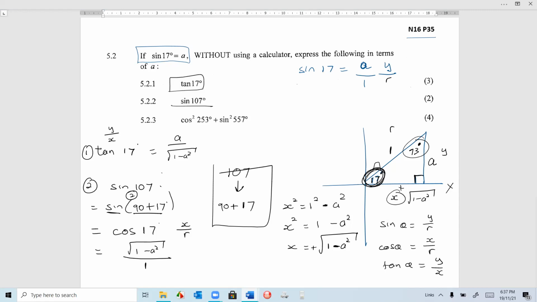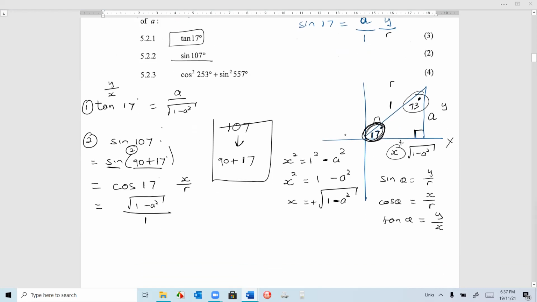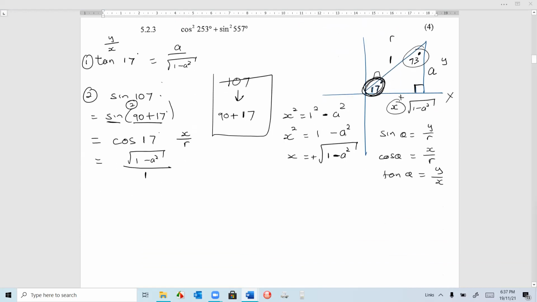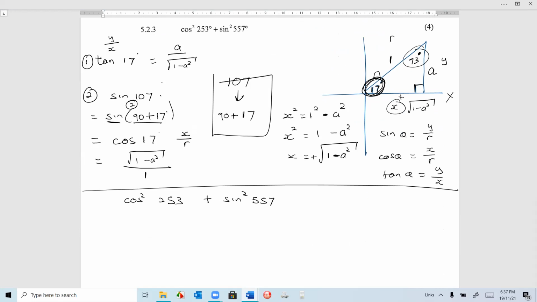Okay, so that's quite interesting. And the question gets a little bit deeper now. So the next question wants to know from us, and I'm going to draw a line here just to create some separation, we want to find cos squared 253 plus sine squared 557. Now, you know from reduction formula, any angle above 360, so you see this is above, we're getting one cycle, anything above 360, you just subtract 360.